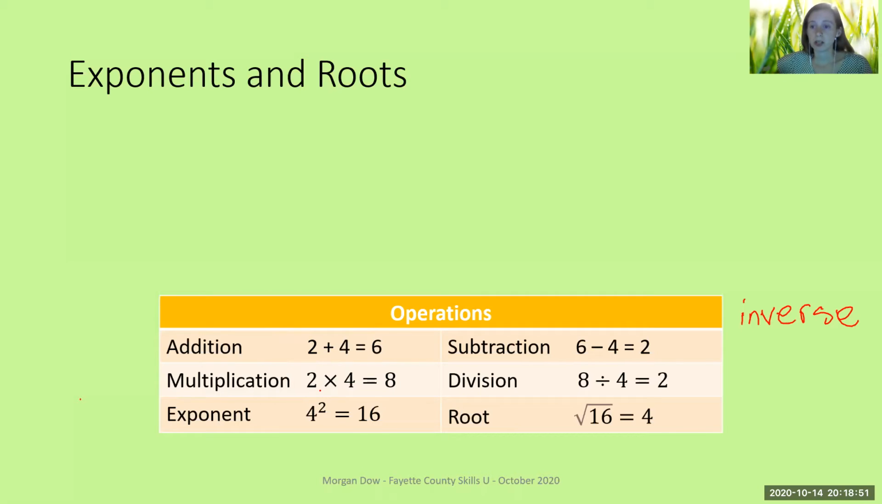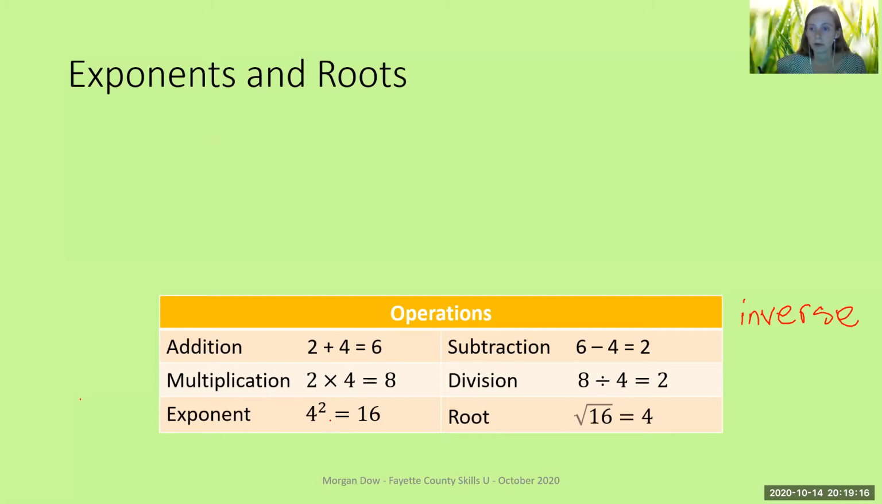Same thing with multiplication. If you start with 2 and then multiply by 4, but then you divide by 4, you end up back where you started at 2. So multiplication and division kind of cancel each other out. Same idea with exponents and roots. So roots are the inverse of exponents. They undo the work that exponents are doing.